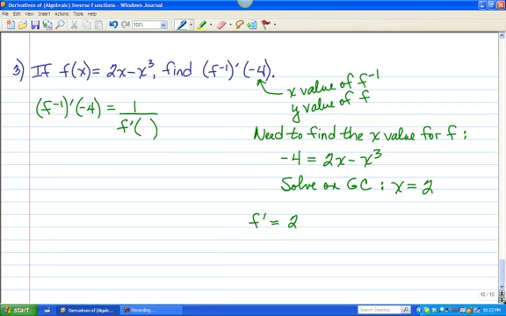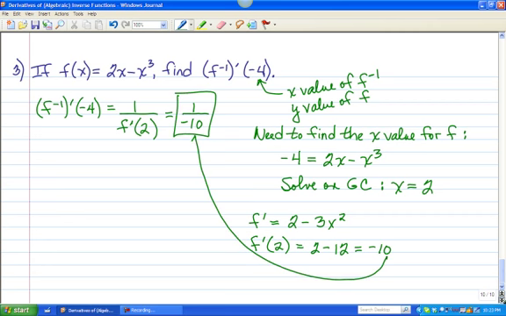So then we need to find our derivative. We know our derivative to be 2 minus 3x squared. We need to find the derivative at 2. That would be 2 minus 3 times 4, which is 12. We get -10. So we'll put that -10 in place of the f prime of 2, and our answer is -1/10. Hopefully you can see, if you organize your work, it makes it easier.